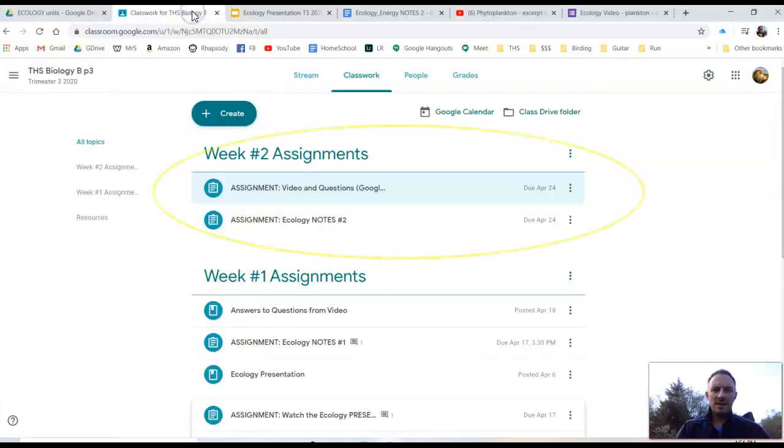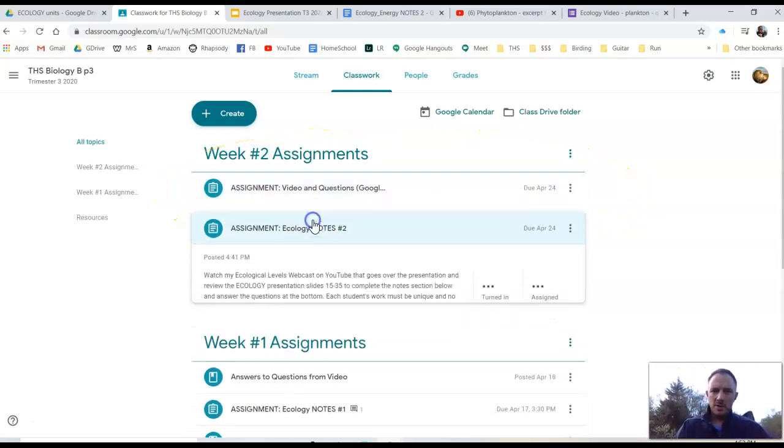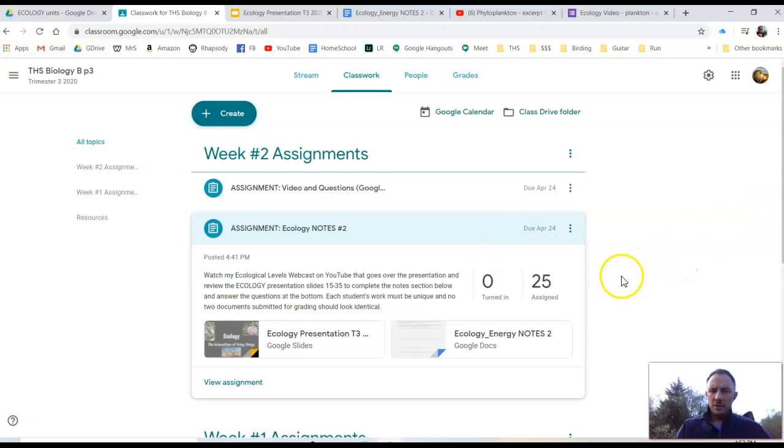Okay, nuts and bolts. I posted 2 assignments this week on Google Classroom. The assignment that we're going to be focusing on in this one is going to be just the ecology notes and lecture. I have the notes posted here. It's a note sheet you fill out. It's double-sided, so there's 2 pages. It's a little more in-depth this week than what we did last week. And I posted the presentation as well. We're going to be going over slides 15 through 35 today, so 20 slides this week. So again, more content this week.